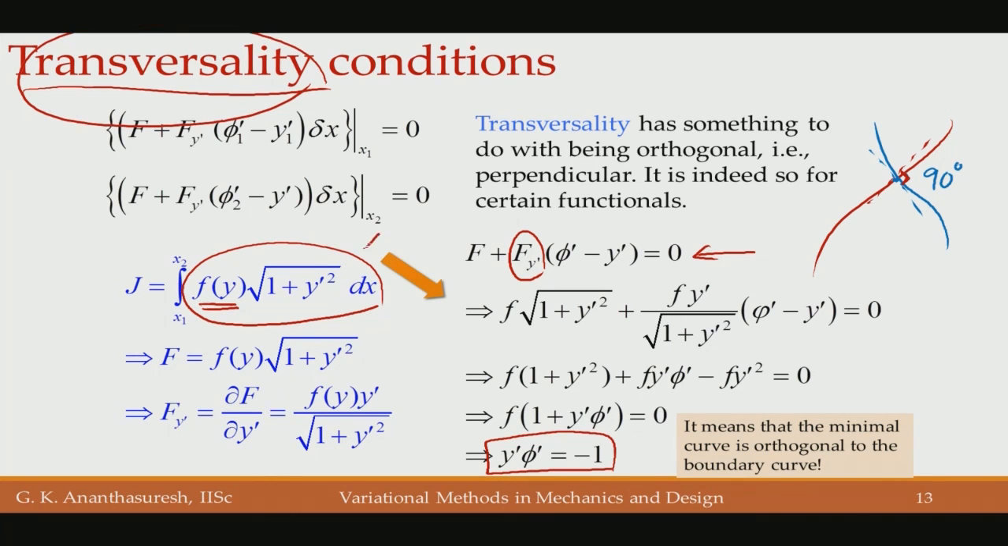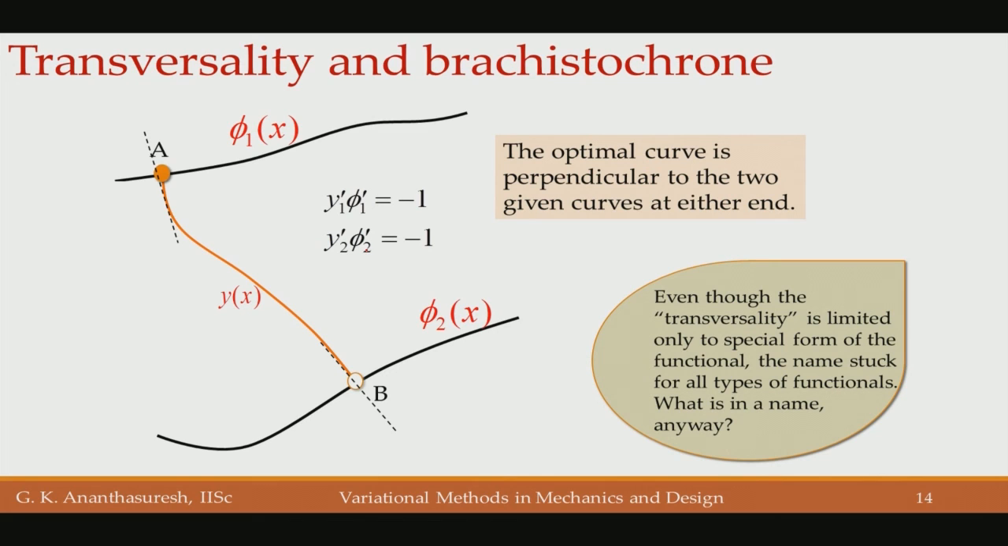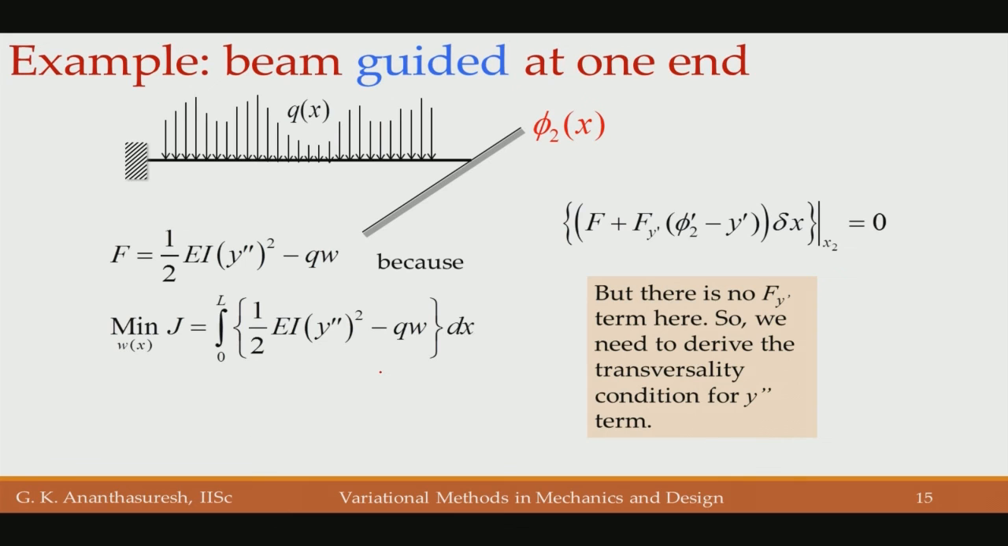That is only for a special case, but the name has stuck, as it happens in any field. Somebody calls it something, and the names get stuck, and even when the integrand is not of this special form, we still call them transversality conditions. And for the brachistochrone, if I take phi 1 of x and phi 2 of x, then if I choose the point A, the curve has to be perpendicular to the curve there, that should be 90 degrees, and likewise at this point also it should be 90 degrees, whatever point you take. Transversality here exactly matches, because we will have y prime in the same way here.